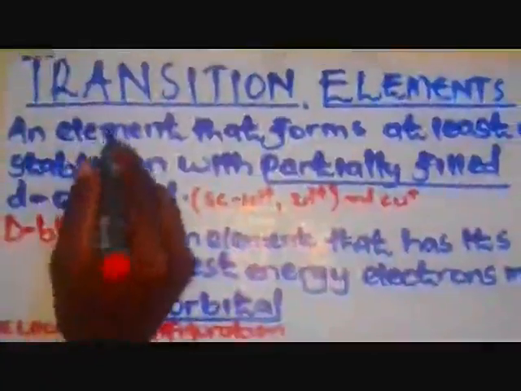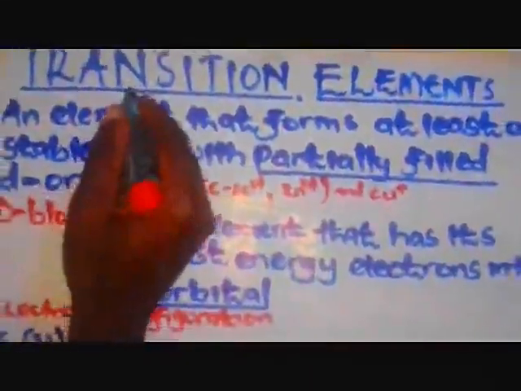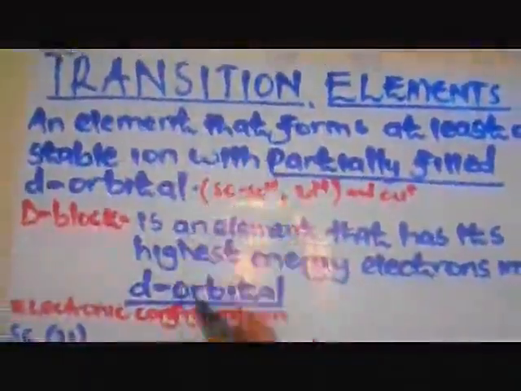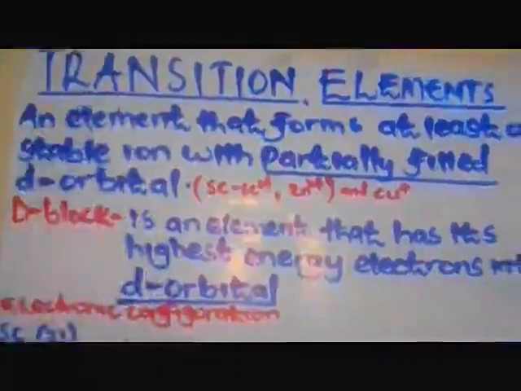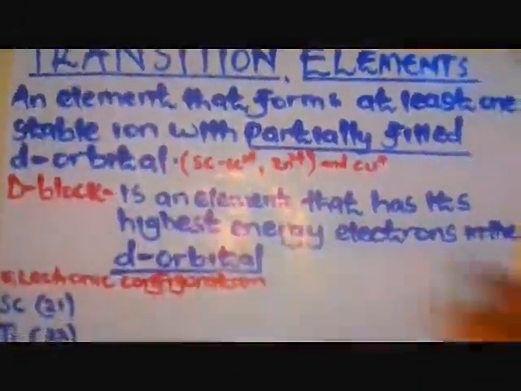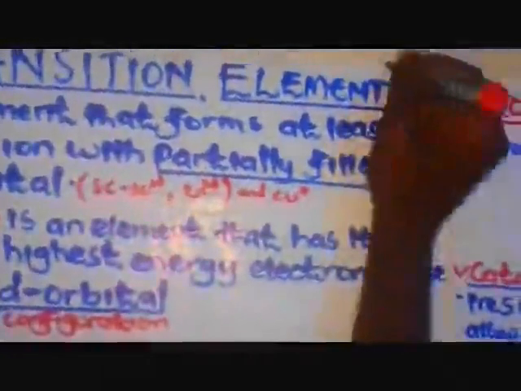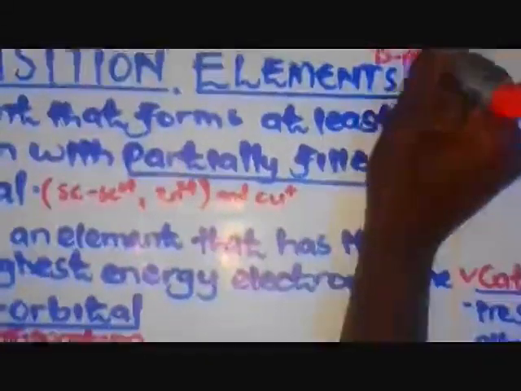Now members, we are still in chemistry, and we are going to look at our periodic table. You have properly looked at the S block, then the P block. Our idea today is going to be what we call the transitional elements. These transitional elements, we are going to see them falling under what we call the D block.